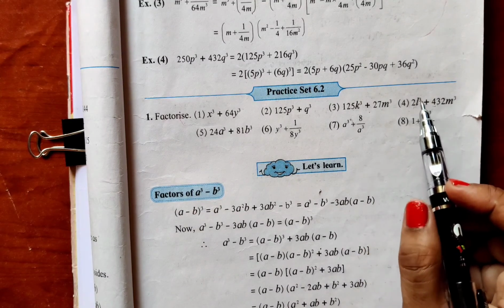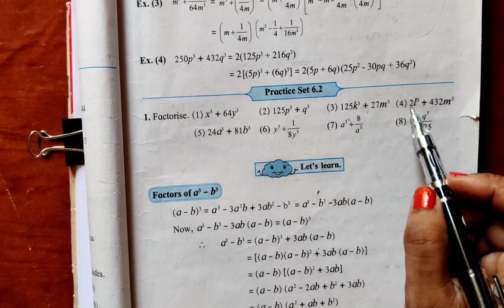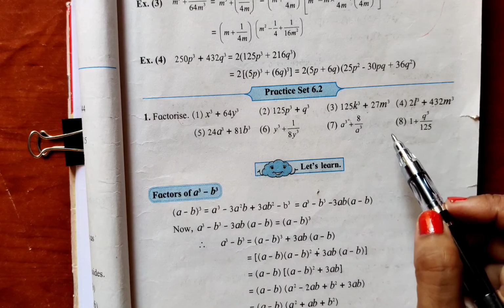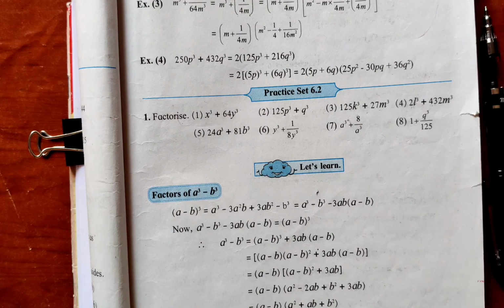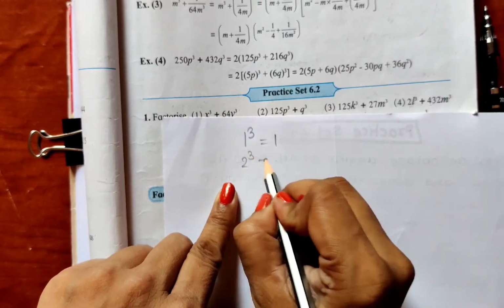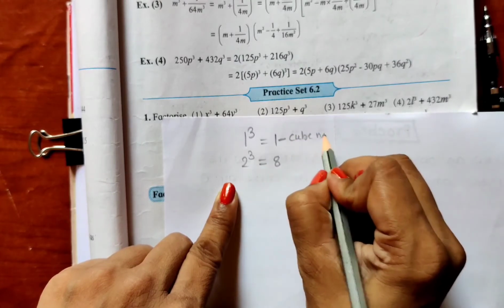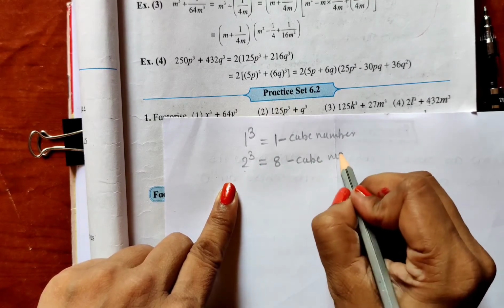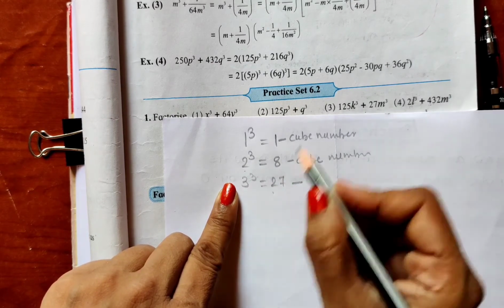But if we see here in question number 4, 2 is not the cube of any number. Similarly, 432 is also not the cube of any number because we all know 1 cube is 1. 2 cube is 8. 1 is a perfect cube number, then 8 is also a perfect cube number because 8 is the cube of 2. Then after that 3 cube is 27, so 27 is a cube number.